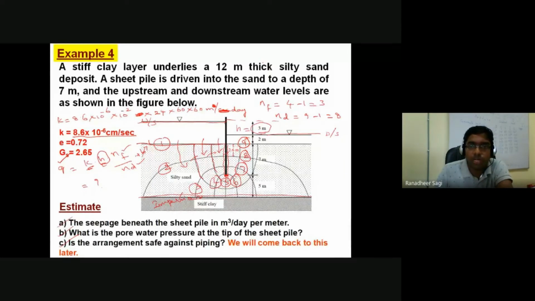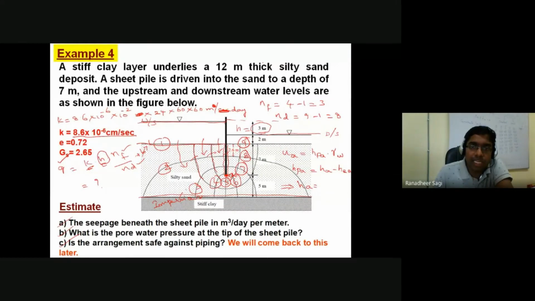At this point, let's say I am calling it point A. So at point A, if I want to calculate the pore water pressure, pore water pressure at point A is equal to pressure head at point A times unit weight of water. How can I write down my pressure head at point A? Pressure head at point A is nothing but total head at point A minus elevation head corresponding to point A. So what is my total head corresponding to point A?